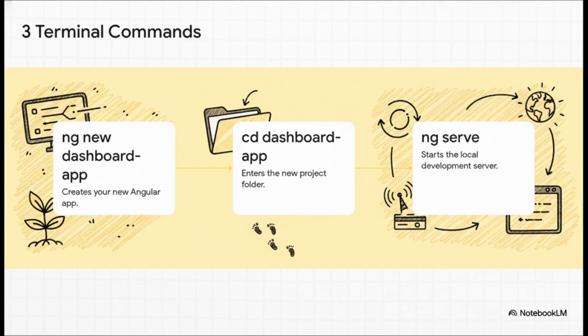Now the CLI is going to ask you a couple of quick questions. For the style sheet, just pick CSS. And when it asks about server-side rendering, or SSR, just say no for now. We can get into that later. Once that's done, the second command, cd, just moves you right into that new project folder. And finally, ng serve. This command fires up a local development server so we can see our app live.